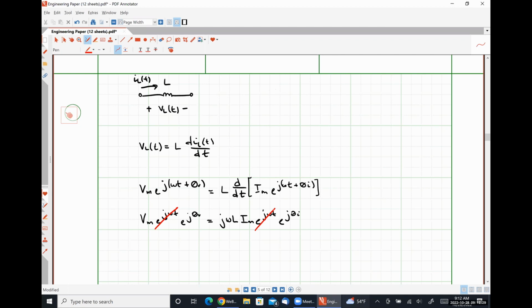And so now I've got something interesting happening here, okay? And so what I mean by that is I have a polar form complex number on the left-hand side, Vm e to the j theta v, a polar form complex number on the right-hand side, Im e to the j theta I, but that polar form complex number on the right-hand side is being multiplied by a rectangular form complex number, j omega L, okay?